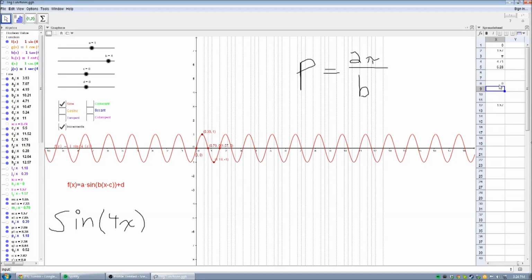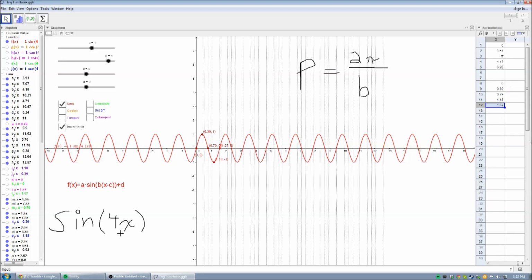So if I take the middle between 0 and pi over 2, I get pi over 4. And if I take the middle between 0 and pi over 4, I get pi over 8. And if I take the middle between pi over 4 and pi over 2, I should get 3 pi over 8. And here are my key points for graphing this function.